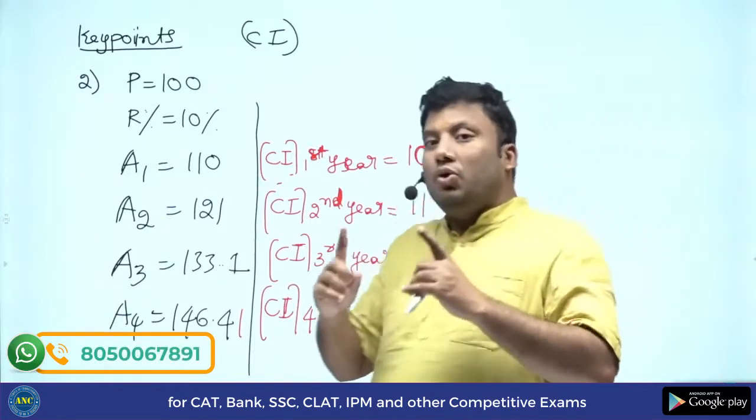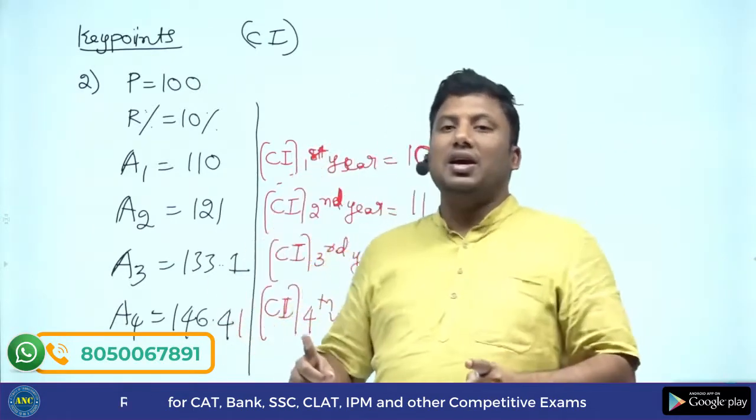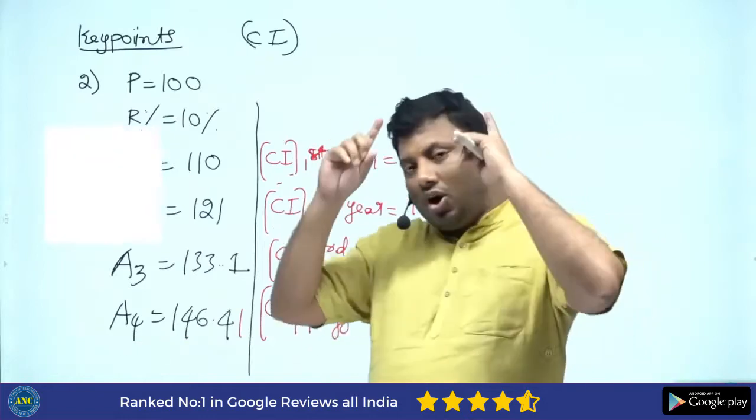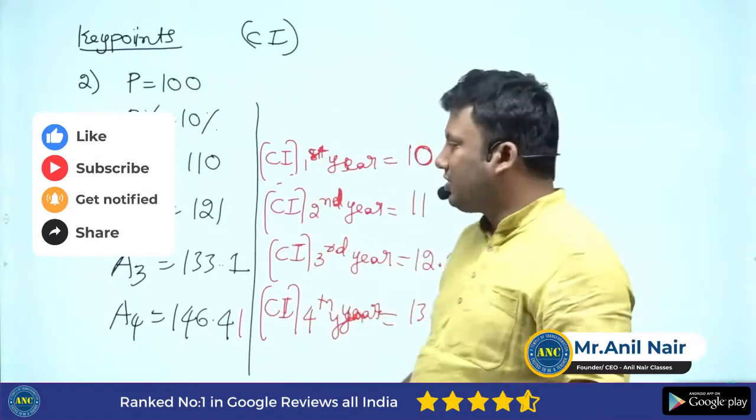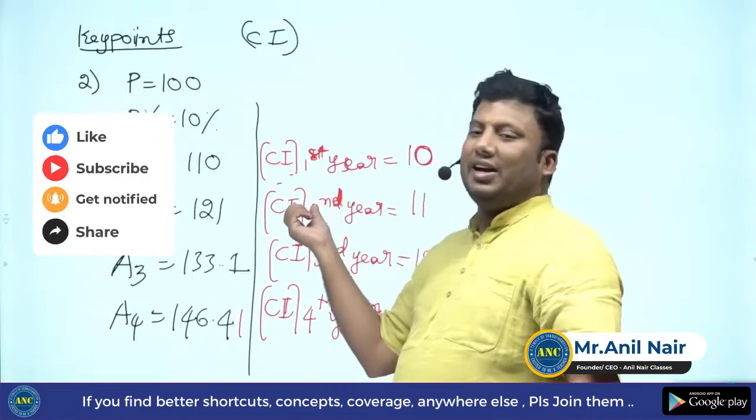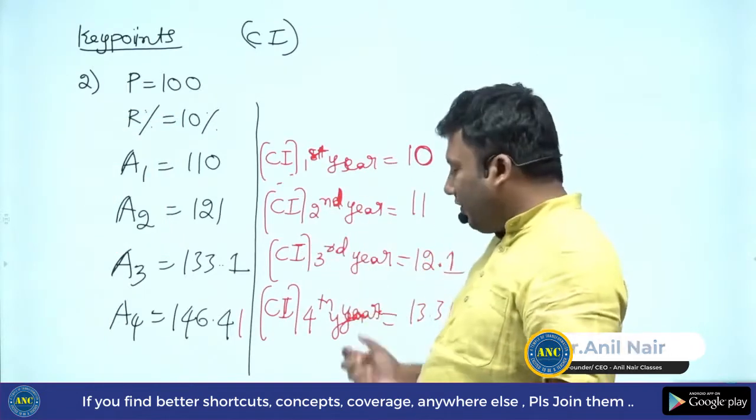I am not doing the total CI for 2 years. I am not doing the total CI for 3 years. I am doing the CI for the second year, CI for the third year, CI for the fourth year.